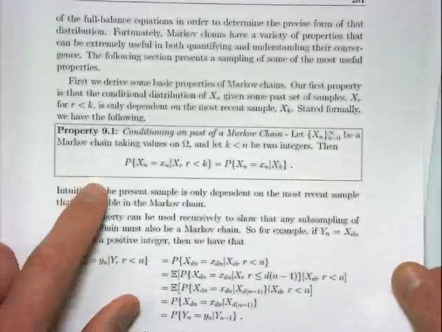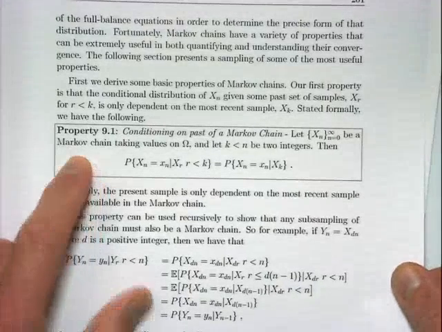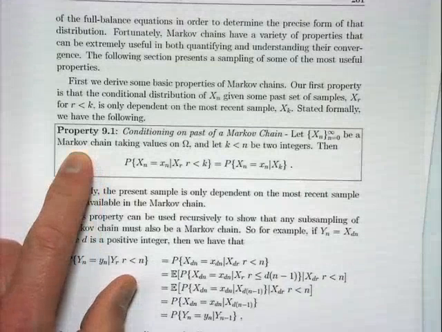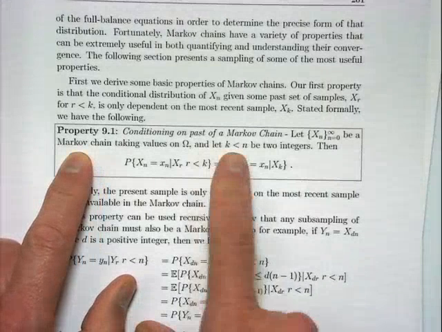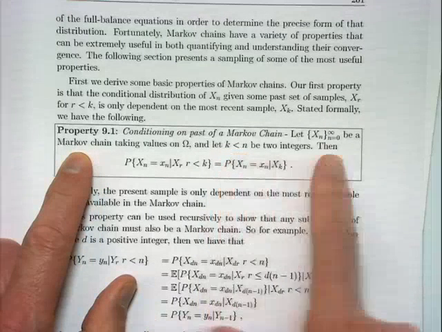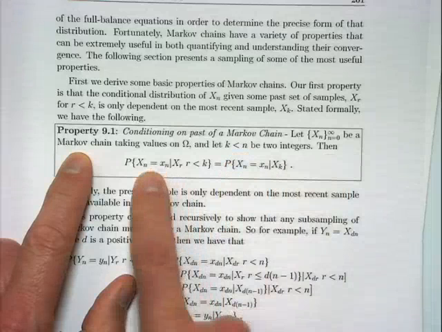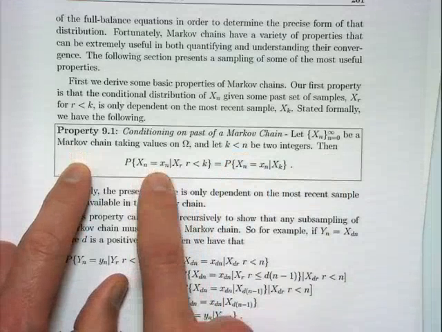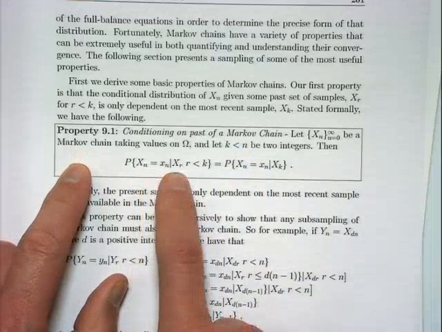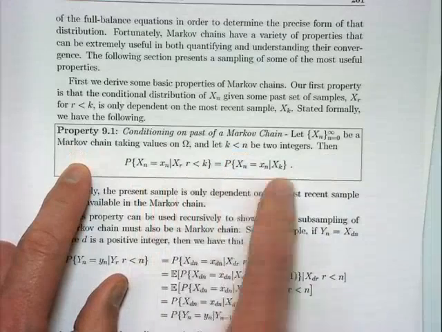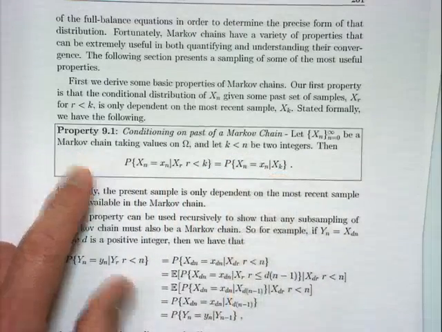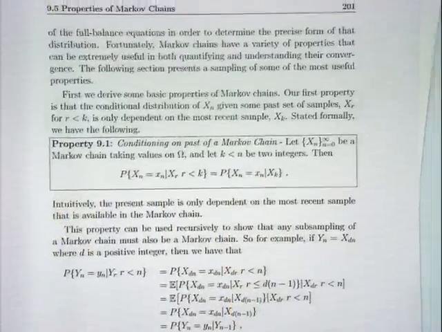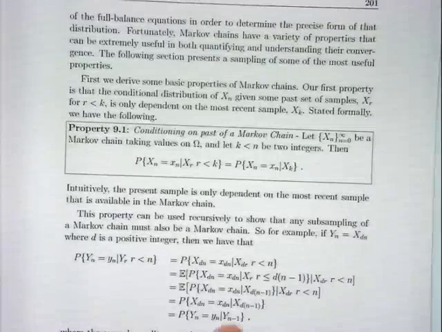Let X_n be a Markov chain taking values on omega, and let k be less than n, two integers. Then the conditional probability distribution of X_n given X_r for r less than k is only dependent on X_k. So this might look just like the Markov property, but it's slightly different. What it's saying is this.